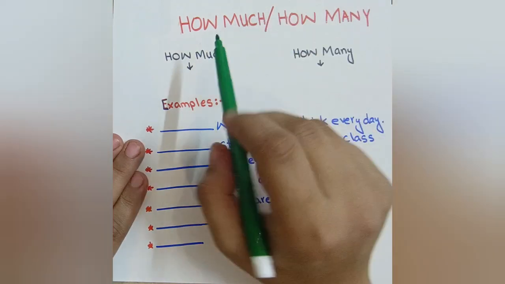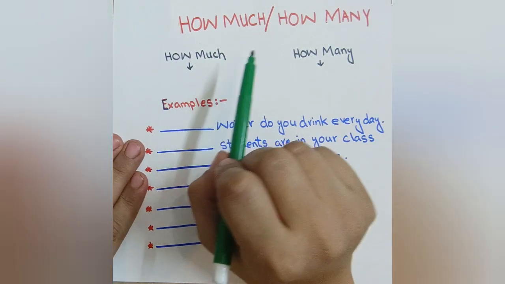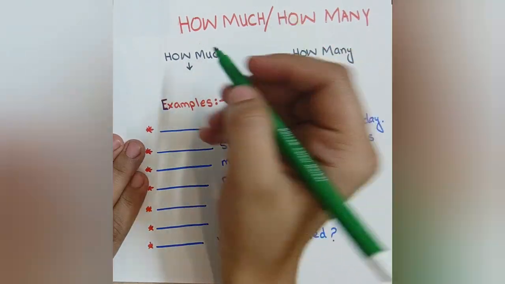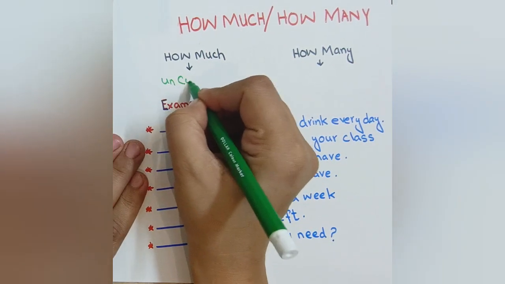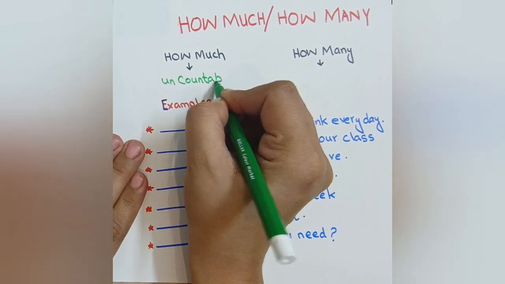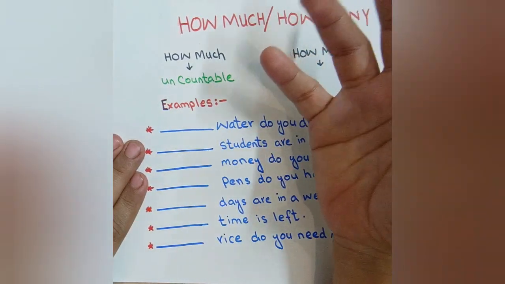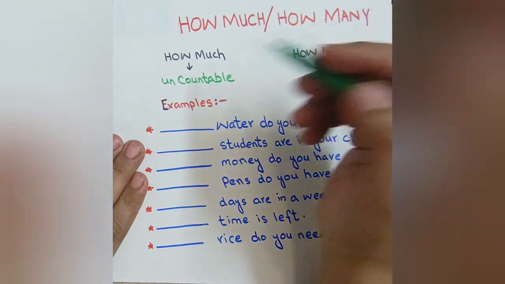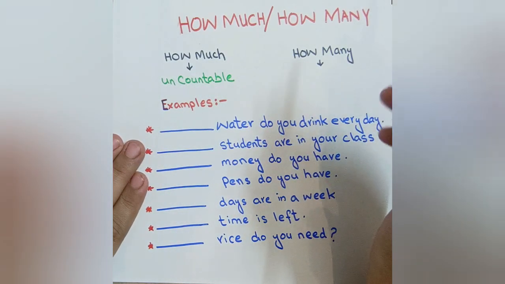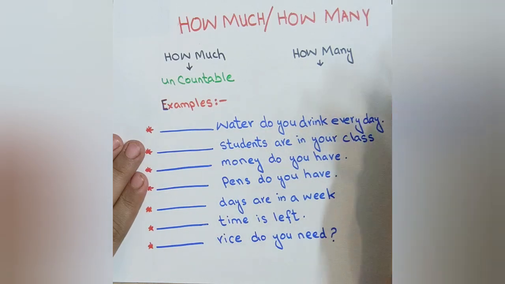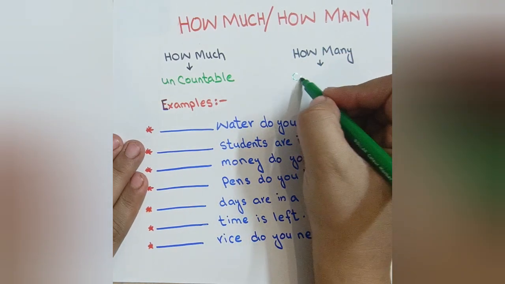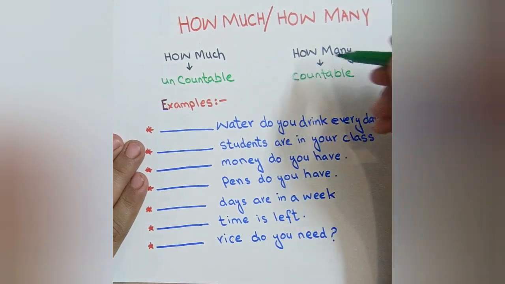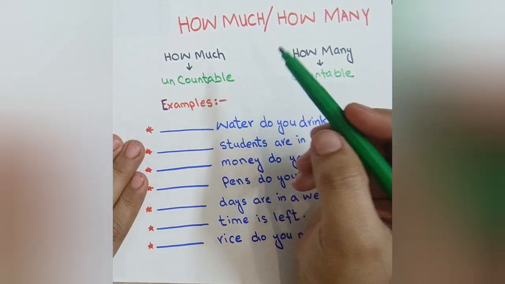But first of all, understand where we will be using how much and where we will be using how many. We use how much whenever the things are uncountable. Whenever you cannot count anything, we use how much. And in the scenarios where the things can be countable, where we can count anything, there we will be using how many. So here are some examples for you.